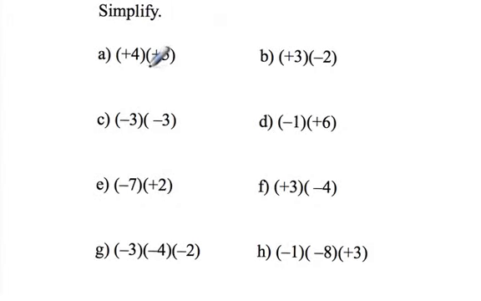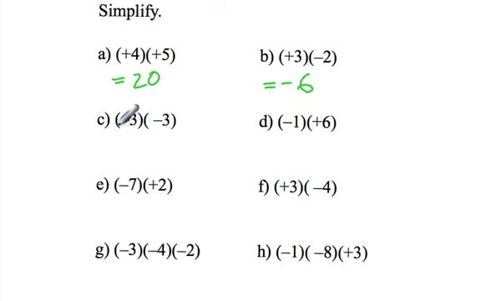So in the following questions, we have to multiply integers. Remember, when you multiply two integers with the same sign, the result is a positive integer. And when you multiply two integers with different signs, then the result is negative. So for question A, we have 4 times 5, and that equals positive 20. For question B, we have positive 3 times -2, so the result will be -6.